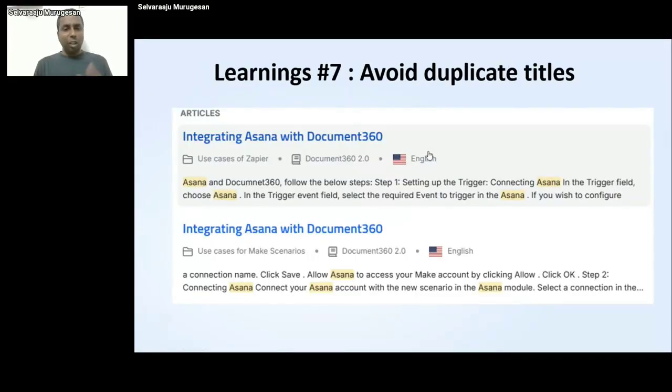Again, avoid having duplicate titles. It also confuses the RAG architecture. Here is one of our examples where we had articles of the same title, but the content is different. One is talking about Asana, one is talking about Zapier, and the other is about Make.